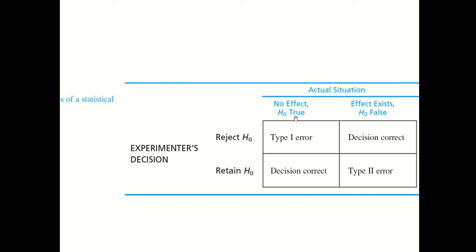So the real case is that there is no difference. If the researcher rejects H0, says no, that's not true, H0 is not true, they reject it, but the reality is that it's true. So if it is true and the researcher says it's not true, he makes a mistake. And this is called type 1 error.